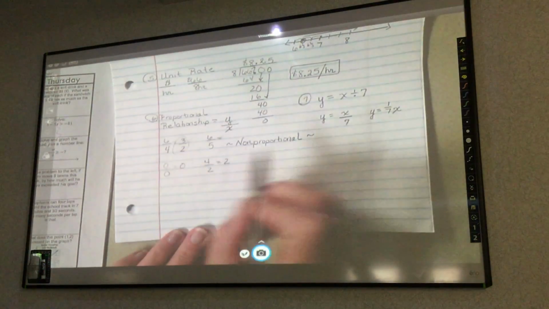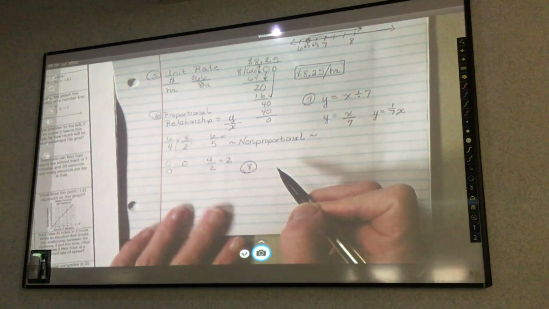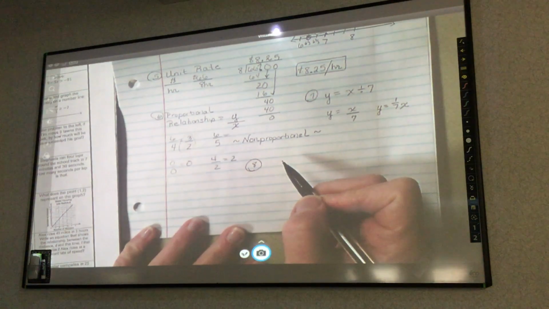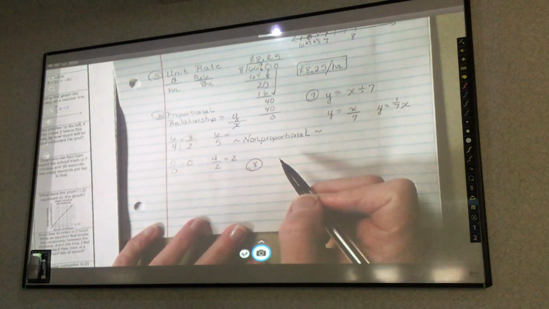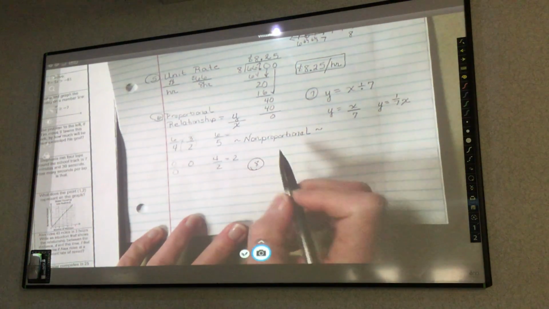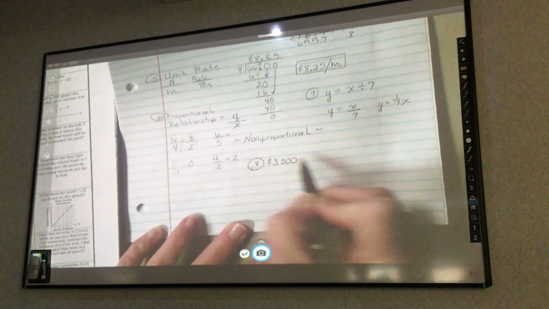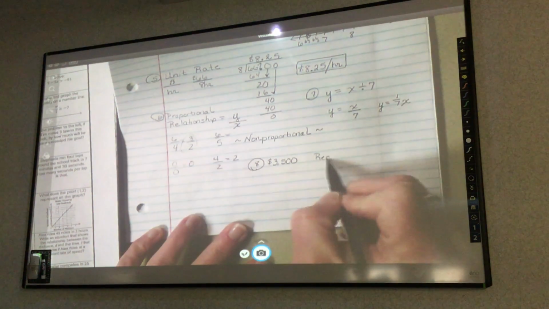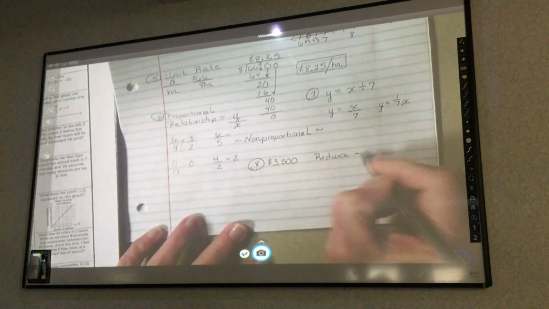And number 8. A salesman priced a four-wheeler at $3,500 the first day it was on the market. The second day, he reduced the price by 10%. What is the new price? So I start with $3,500 and I'm going to reduce. Reduce means to subtract 10%.